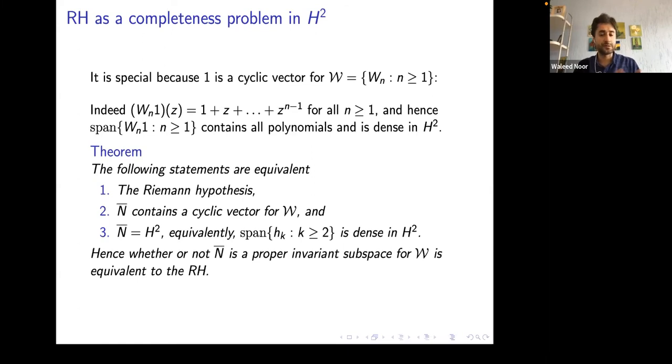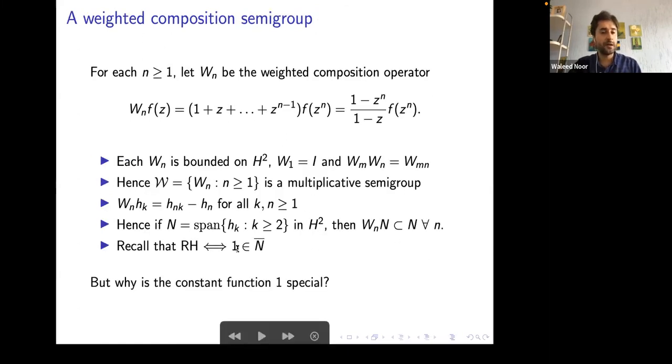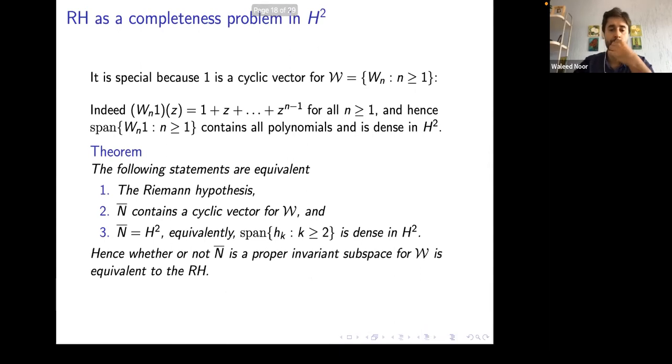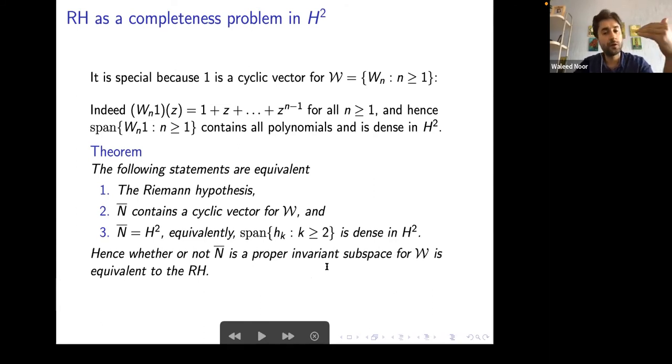So that means what is special about 1 is that if 1 belongs to the closure of N, then the closure of N contains the whole space. Hence, whether or not N closure is a proper invariant subspace for the semigroup is equivalent to the Riemann hypothesis. So in other words, the Riemann hypothesis becomes a problem that could be attacked by trying to understand the invariant subspace lattice of this semigroup of operators. So it becomes a problem in operator theory.